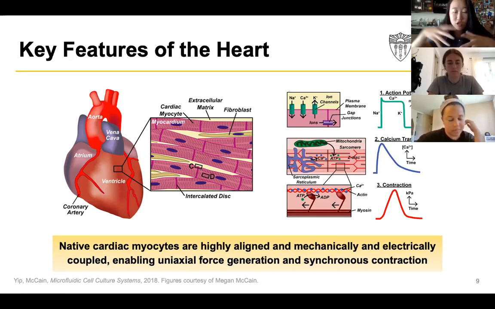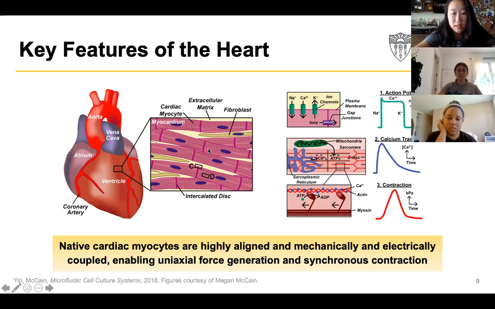And that's what contracts and pumps blood out. So each layer of this inside myocardium is filled up with cells like this. And these are elongated cardiac myocytes that are both electrically coupled. As you can see, they're joined and mechanically coupled.